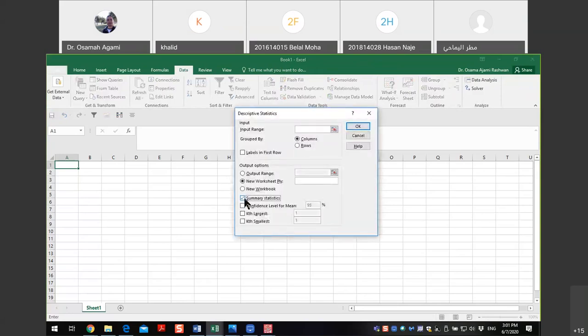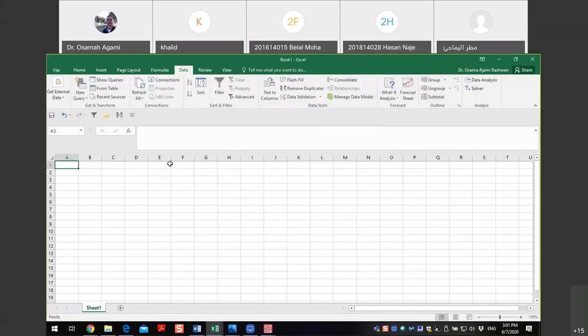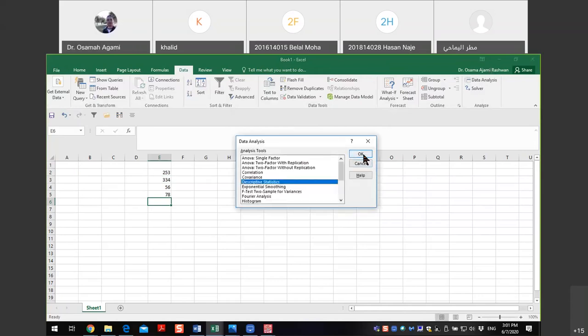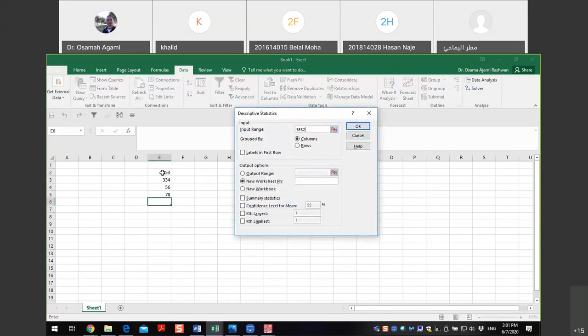You have something called summary statistics, right? But I have to get some data here. I'm just typing anything here. Let's just get rid of this one. I give any number here. Okay, that's enough. I go to Data Analysis. I go for Descriptive. Click OK. I'm selecting my data, right? My data was in a column or rows? It was in a column, so I choose column, right?